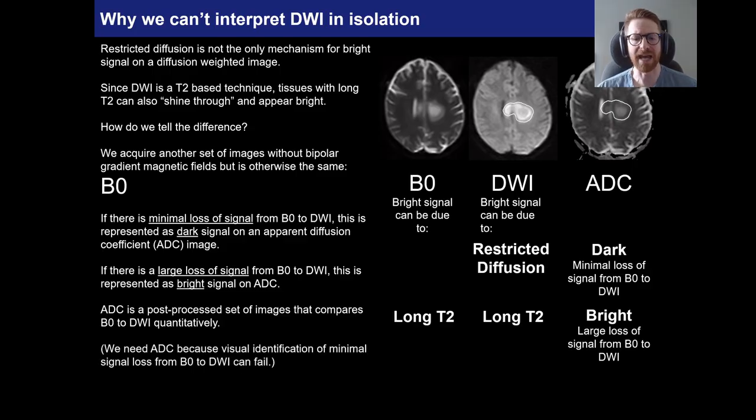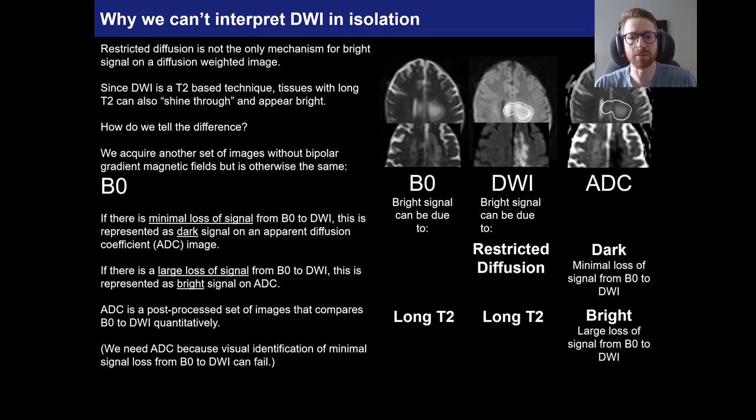So why do we need the ADC? Why can't we just visually compare? We can look at B0, look at DWI, and be like, I don't think there's a large loss of signal, so probably restricted diffusion. Why can't we do that? Well, this is a perfect example of how it fails. If we look at the last case, I would argue it's pretty similar in appearance to this current case I'm showing you. On the DWI image, we have light bulb bright signal. On the B0 image, we have sort of faint white signal. And so you'd expect the ADC to be the same in both cases, but they're opposite.